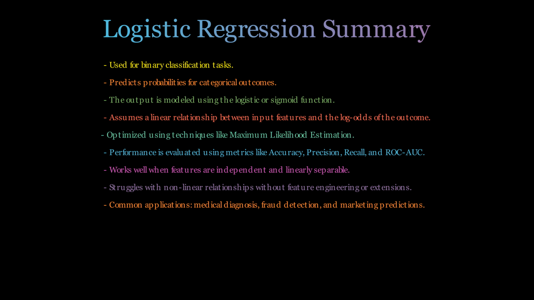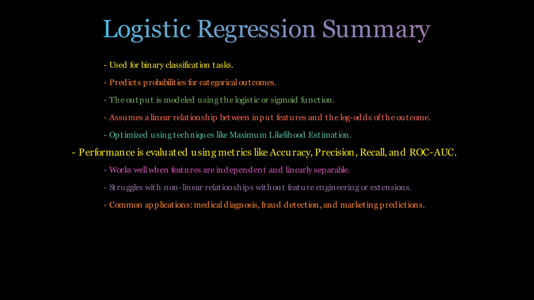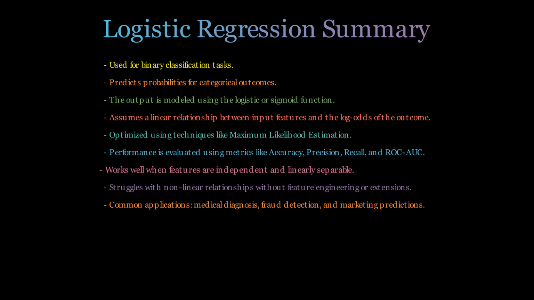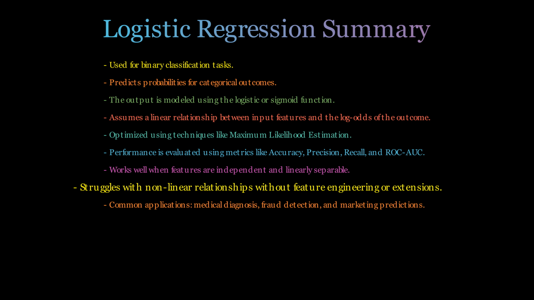It is optimized using techniques like maximum likelihood estimation, which identifies the best parameters for the model. Model performance is evaluated using metrics like accuracy, precision, recall, and ROC-AUC, which assess its predictive capabilities. Logistic regression works well when features are independent and the data is linearly separable. However, it struggles with nonlinear relationships unless additional feature engineering or extensions like polynomial features are applied.